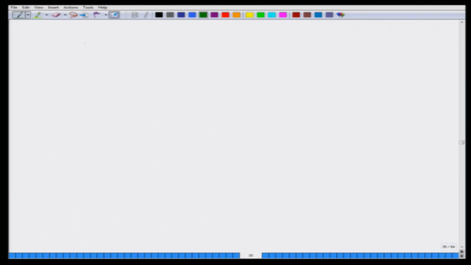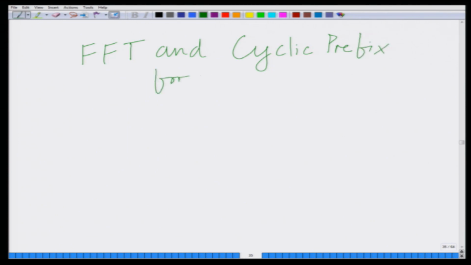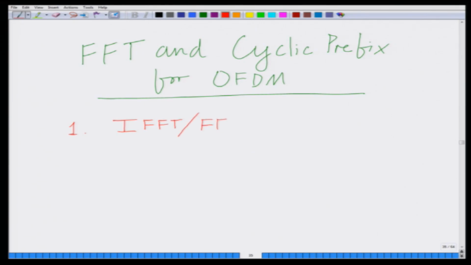So today we are going to look at FFT and cyclic prefix for OFDM, that is orthogonal frequency division multiplexing. So we will look at two key aspects. One is the IFFT/FFT processing.